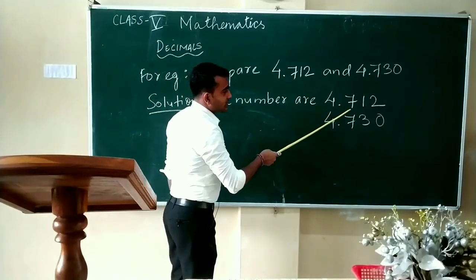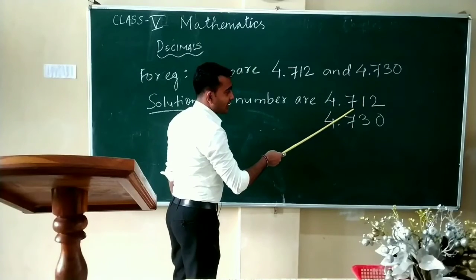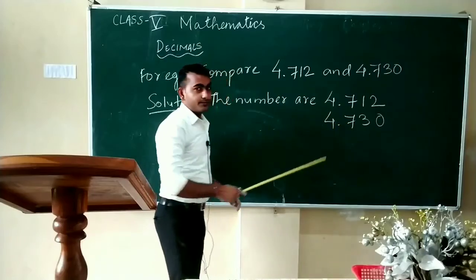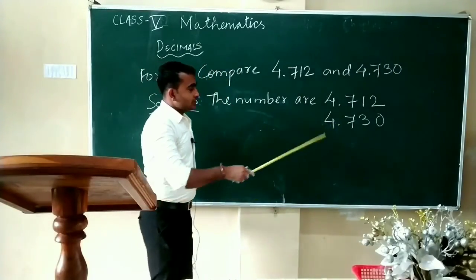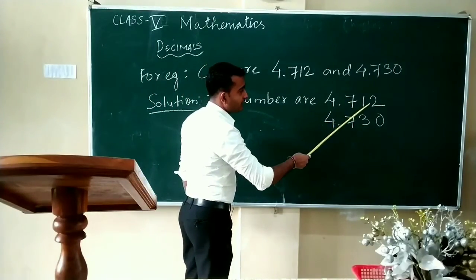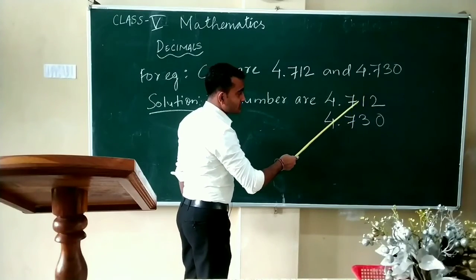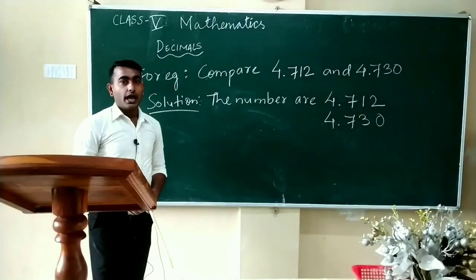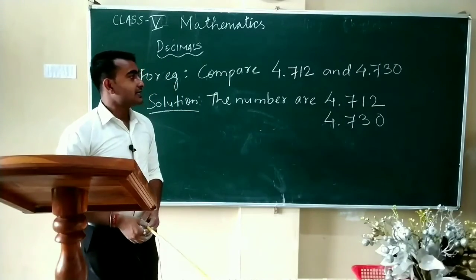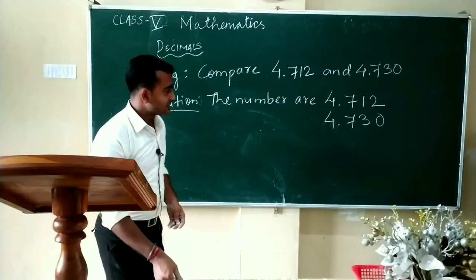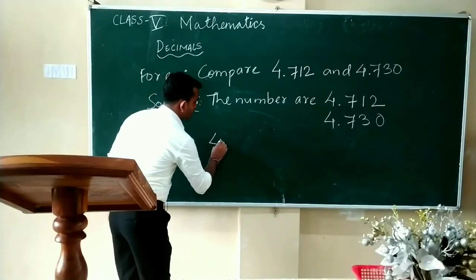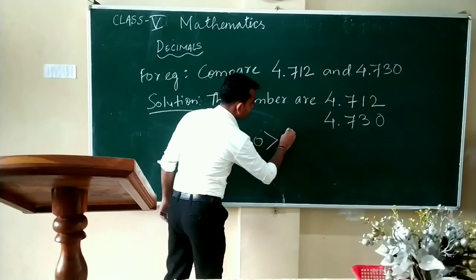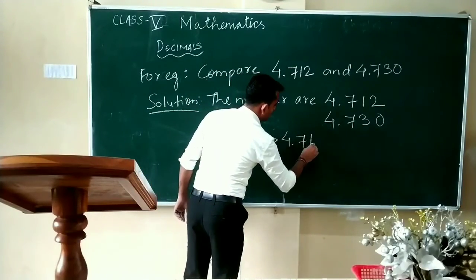As you can see in the tenth place, here it is 7, and here also in the tenth place it is 7. Means same. Then you move to the hundredth place. Here it is 1 and here it is 3. Now, as 3 is greater than 1, 4.730 is greater than 4.712.